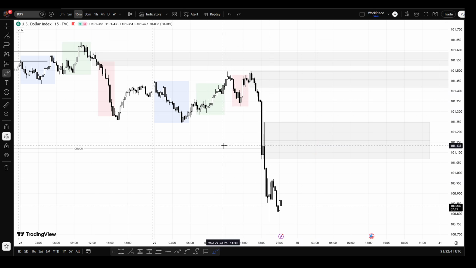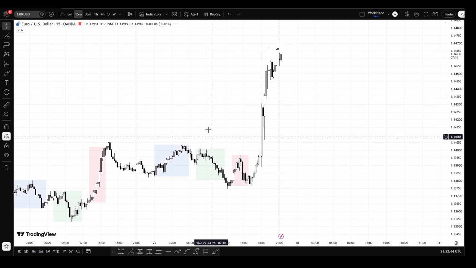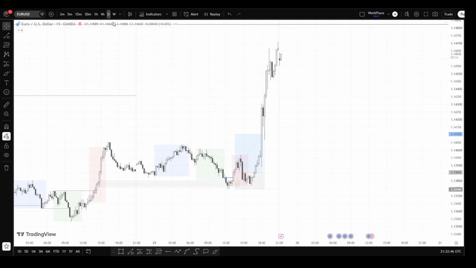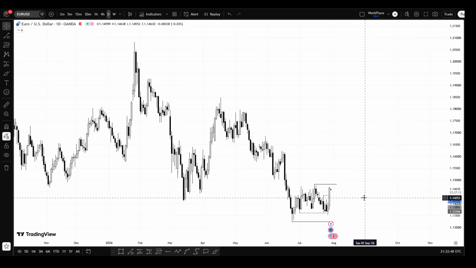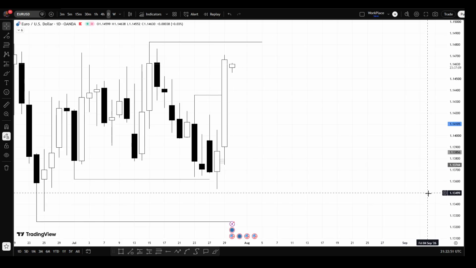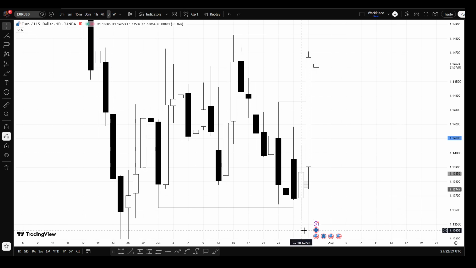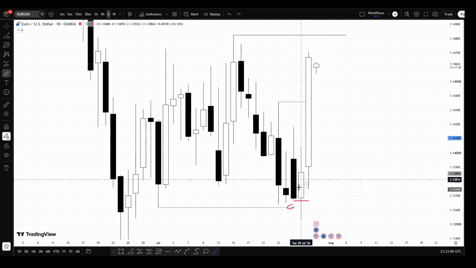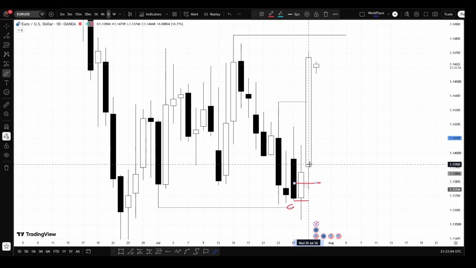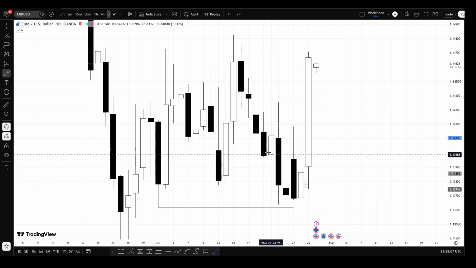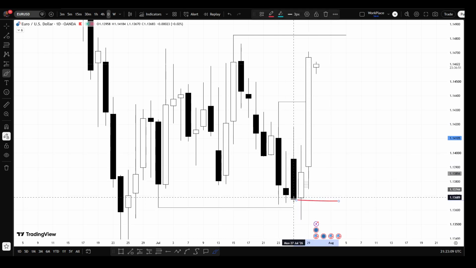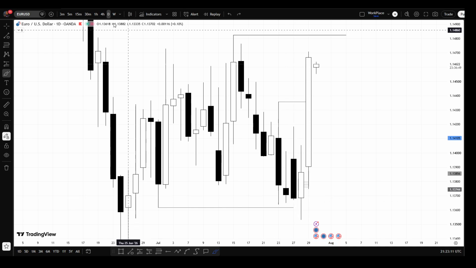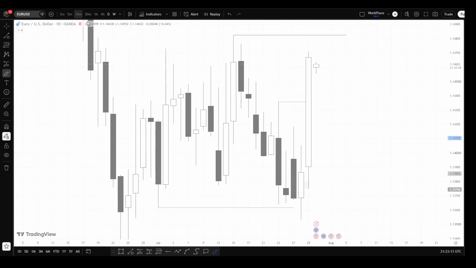On the Euro USD, I caught a nice trade here. You can see that after sweeping this low, price then closed upside here. I was looking for a trade within the EQ of the previous candlestick. After sweeping that low and closing above the previous candlestick high, I went down to the 15 minutes time frame.